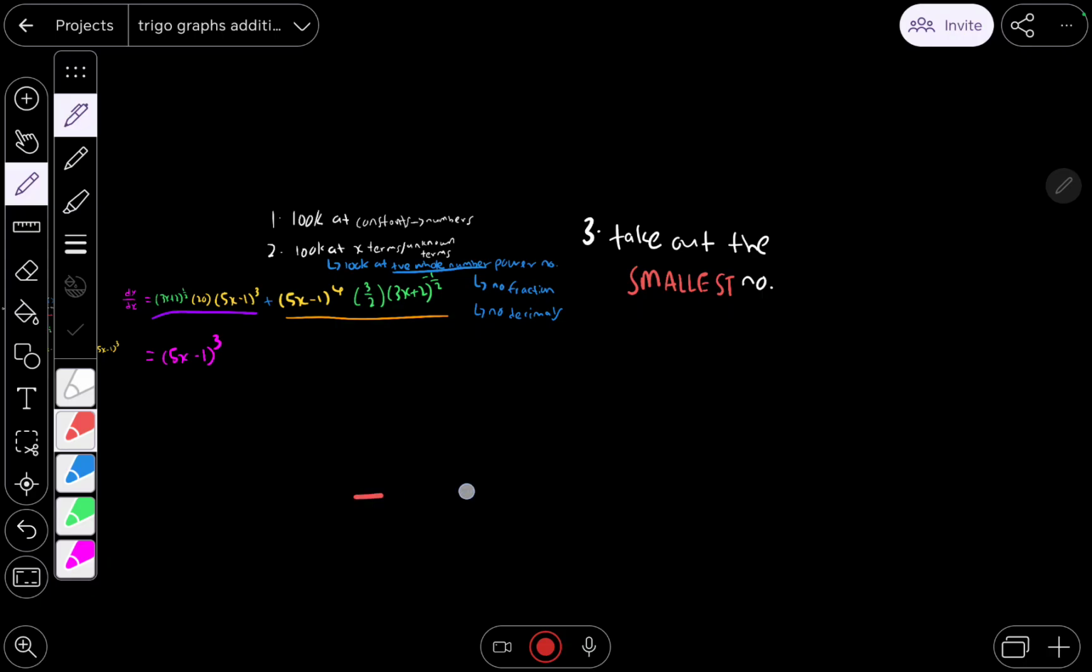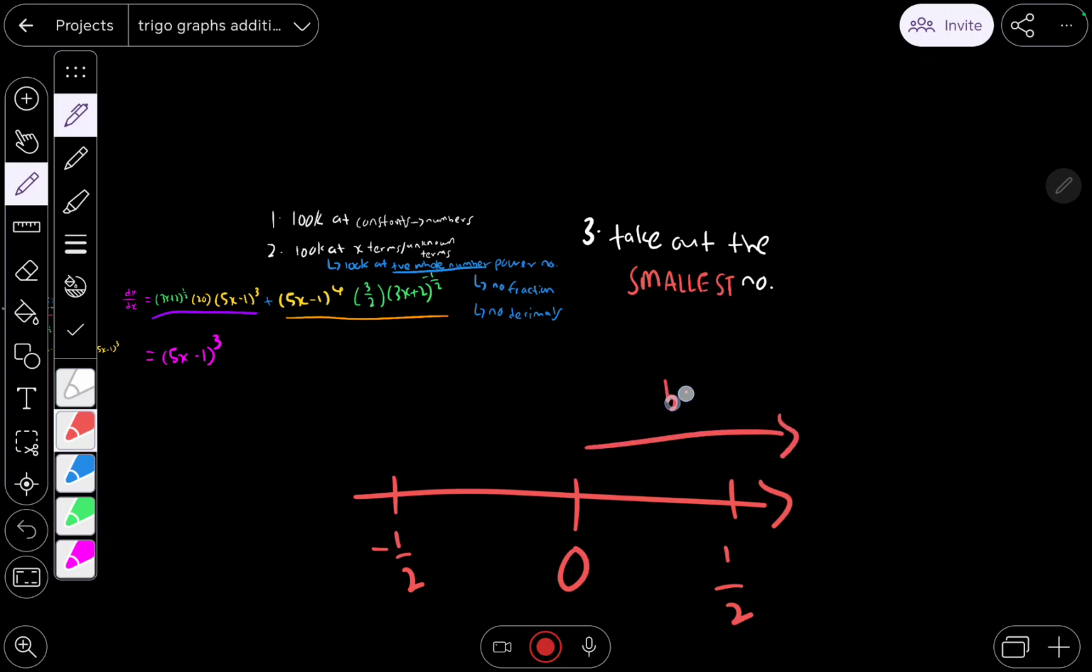So, I'll draw a number line again, yeah? This time is from... So remember what I said? Anything towards 0 or below 0 is smaller, right? So you see, this will be bigger. This will be smaller.